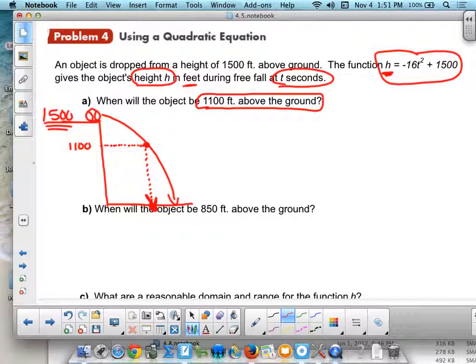I expect you to take this 1,100 and do what with it? Put it in the equation where h is. Okay, here we go. 1,100 feet. When's the ball 1,100 feet? What are you thinking? What should I do? Solve it. Move the 1,100 to the other side. Put it in standard form and factor it.